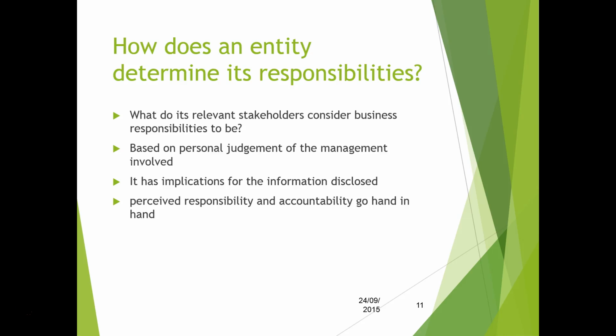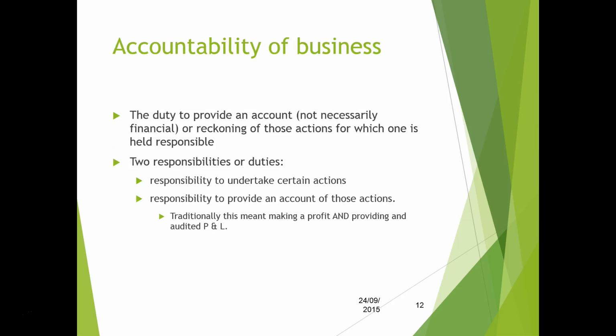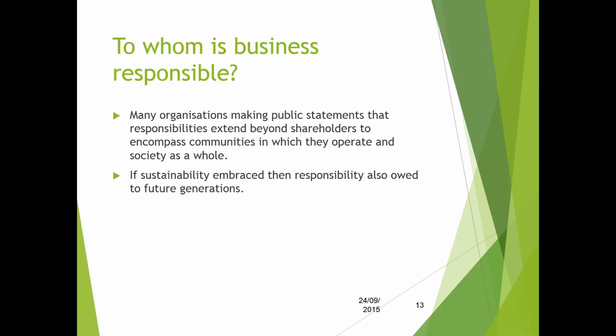So this is a good concept to help us understand how businesses have changed their view of their responsibilities and therefore how they now go on to report about them. So the accountability of businesses, the duty to provide an account or reckoning of those actions for which one is held responsible. So there's 2 responsibilities or duties: the responsibility to undertake certain actions and the responsibility to provide an account of those actions. So traditionally, all this meant was making a profit. That was what a business had to do. That was their responsibility, the actions they had to undertake, and providing an account of those actions was providing an audited profit and loss statement.